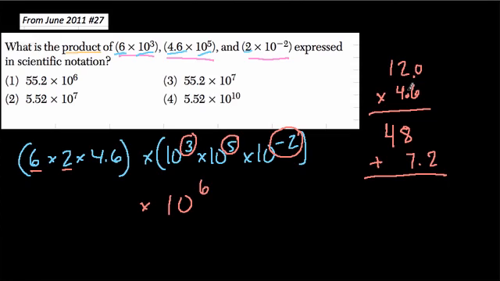instead of just blindly following the algorithm. You break it up in pieces. Anyway, 55.2. Add them up. So now we have 55.2 times 10 to the sixth.